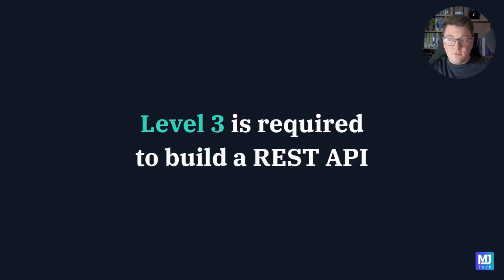The main takeaway from the Richardson maturity model is that level 3 is required to build a REST API. This is also something that Fielding states in his work, which is why most of the web APIs you see out there don't qualify as REST APIs or RESTful APIs, even though they are sometimes called that. The most correct classification would be to use the term HTTP API. And then if you start using hypermedia, then we can start talking about a RESTful API.